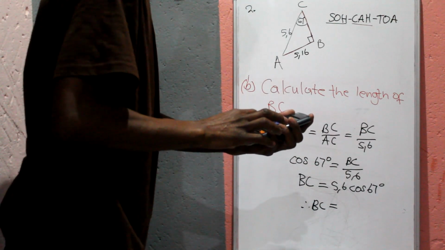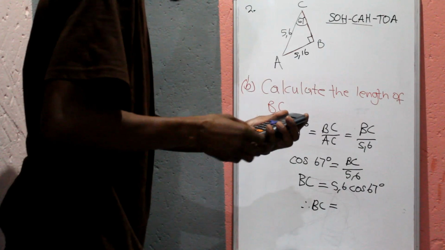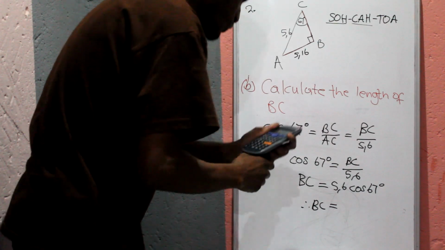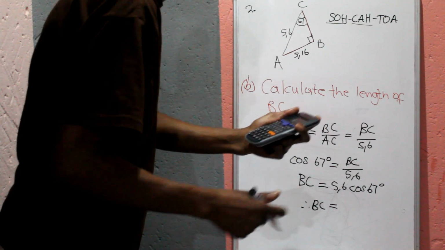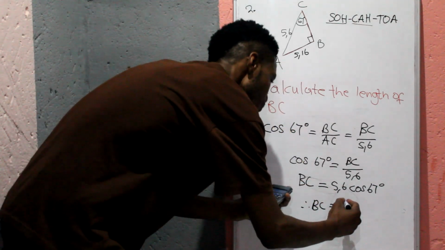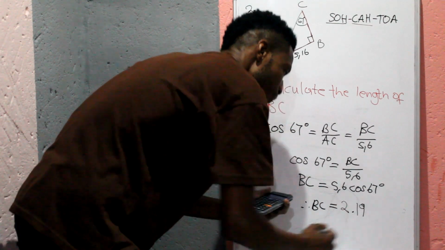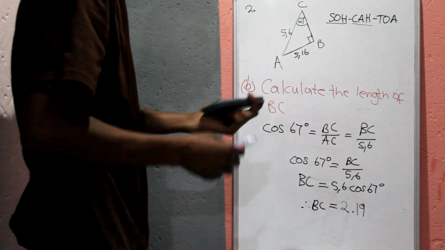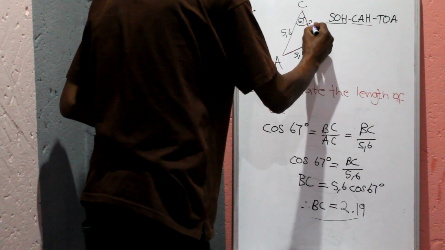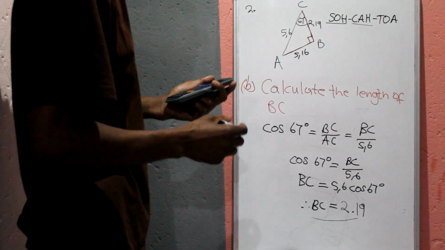Therefore, BC is equal to, you punch that into your calculator, 5.6 cos 67 degrees, giving you 2.188. Remember, we're still working on 2 digits after the decimal, so that's going to be 2.19 units. 2.19 units for BC.